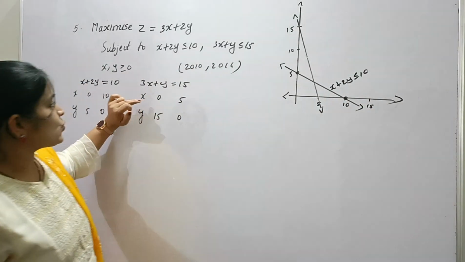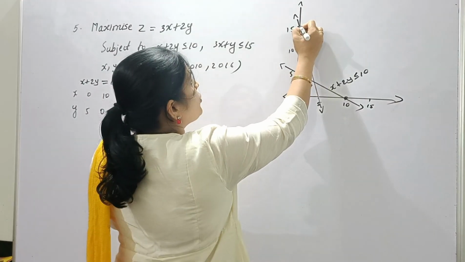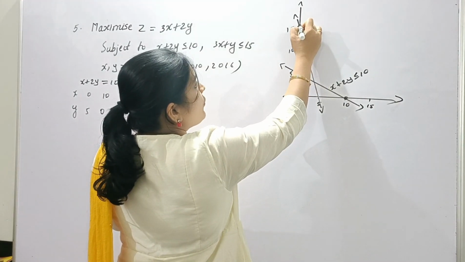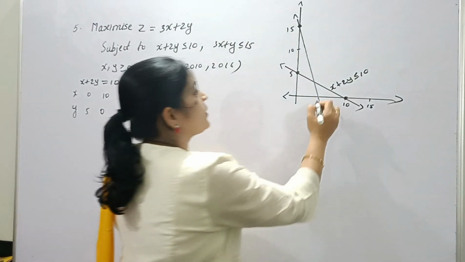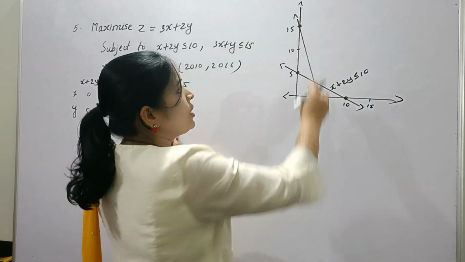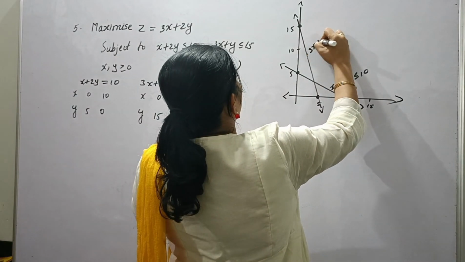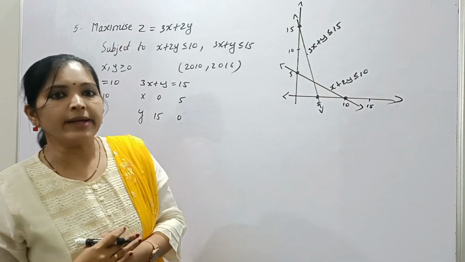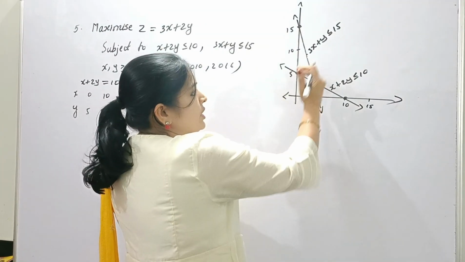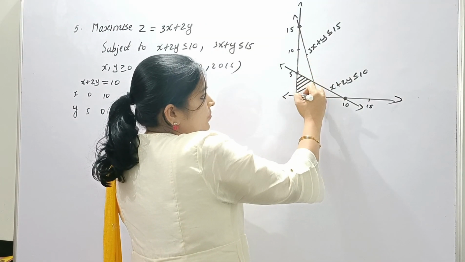Okay. Next this one, when x is equal to 0, y is equal to 15. So it is the point (0, 15). And x is equal to 5, y is equal to 0. It is the point (5, 0). Join these points. So this is the line 3x plus y less than or equal to 15. These inequalities are less than, right? Therefore, the feasible region is inside this line. That is, it is the feasible region.